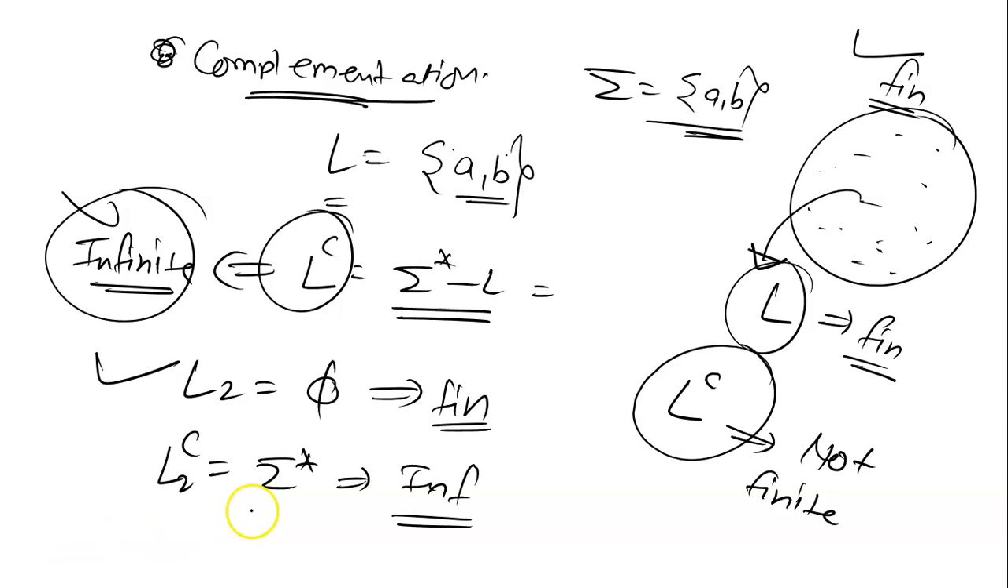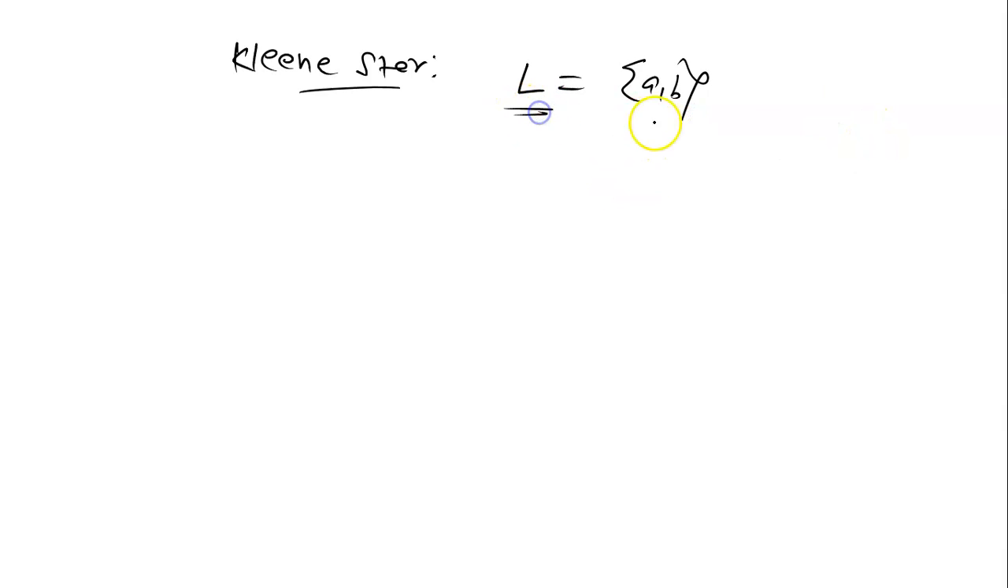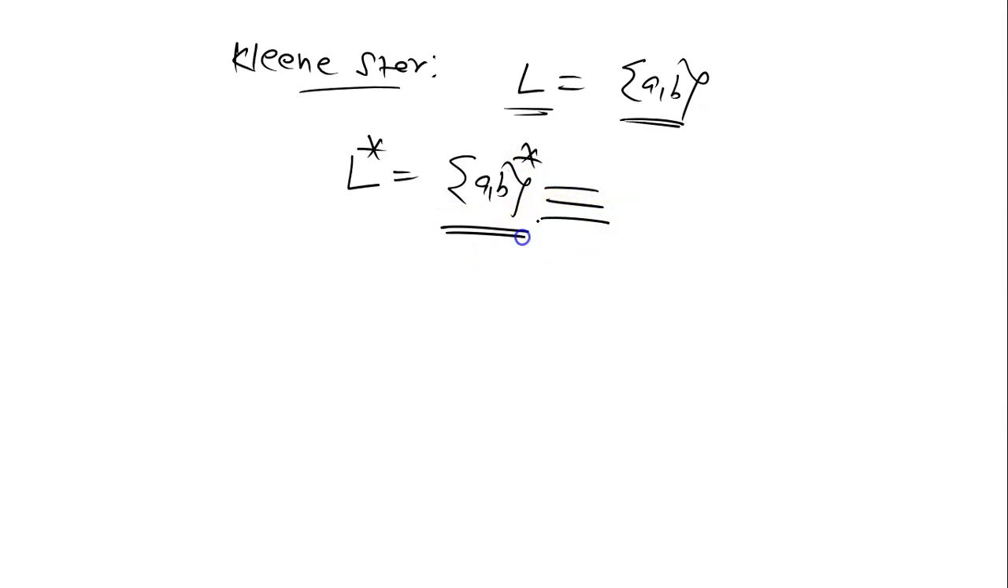Okay, now let's see another operation, for example, the Kleene star operation. Consider this Kleene star operation. If you have a language L, consider this language which is your A comma B. This is a language in which you have two strings A comma B. Now if I take L star, then what will it be? It will be A comma B whole star, and this is basically your sigma star, meaning this is your set of all strings over A comma B.